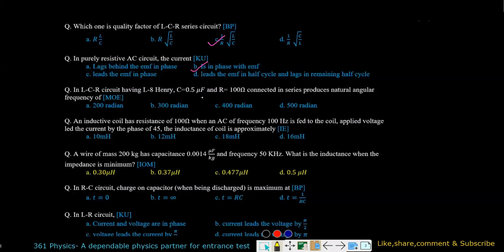Okay, next is: in an LCR circuit having L of 8 Henry, C of 0.5, and R connected in series, it produces a natural angular frequency. This is an interesting one, a very short mathematical calculation type of question. Resonance happens when the LCR circuit's frequency matches the natural frequency, so what we need to find is the natural frequency, which is 1/2π times 1/√(LC). The factor 1/2π is always there, L is 8, and what is the value of C?